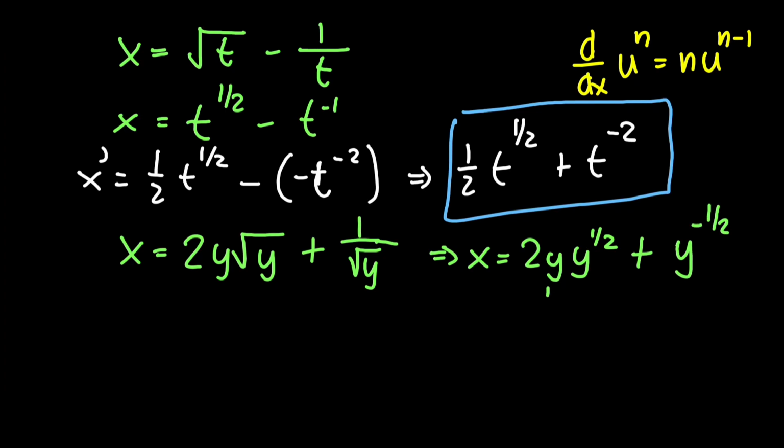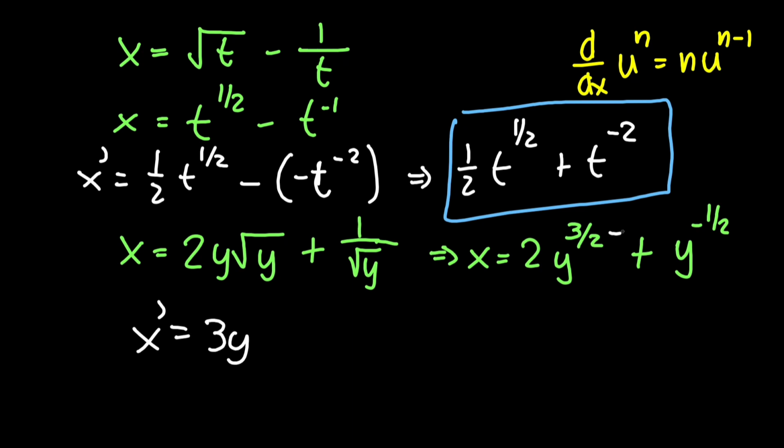In this case, since we both have a similar variable, we can combine it. Know that y here has a default exponent of 1, and 1 plus 1/2 would be equal to 3 over 2. So this would be 2y to the power of 3 over 2. And now by that, we can take the derivative of each. X prime here would be equal to 2 multiplied by 3 over 2, which would be equal to 6 over 2, or simply 3.